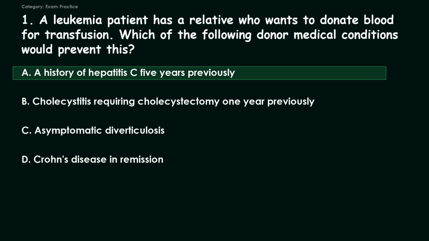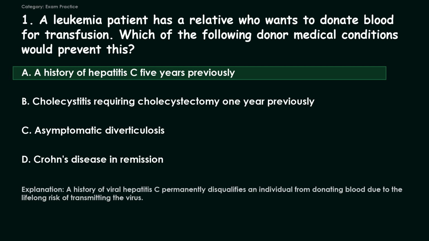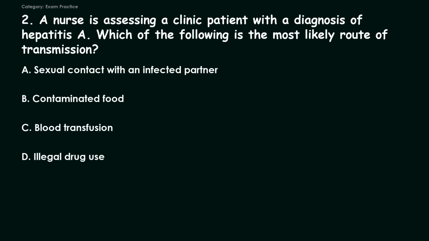A history of hepatitis C 5 years previously. A history of viral hepatitis C permanently disqualifies an individual from donating blood due to the lifelong risk of transmitting the virus. Question 2. A nurse is assessing a clinic patient with a diagnosis of hepatitis A.